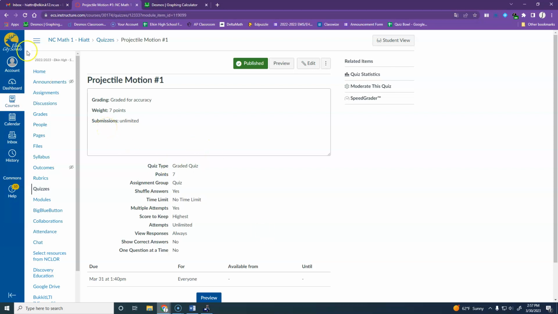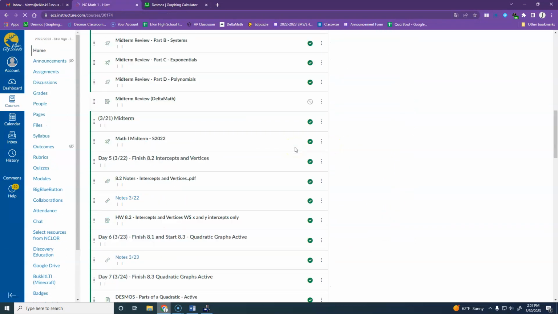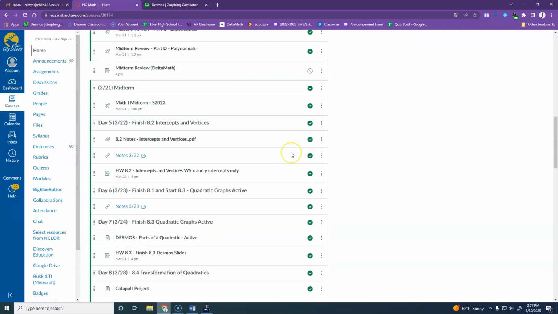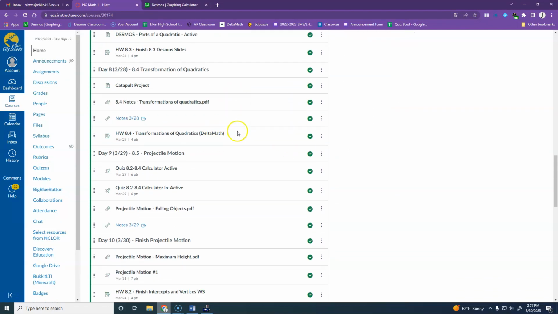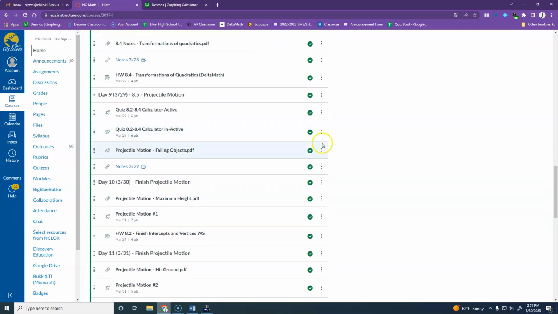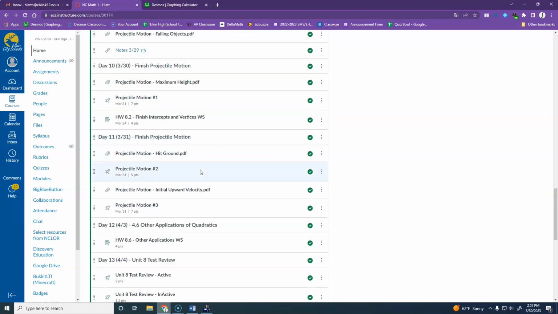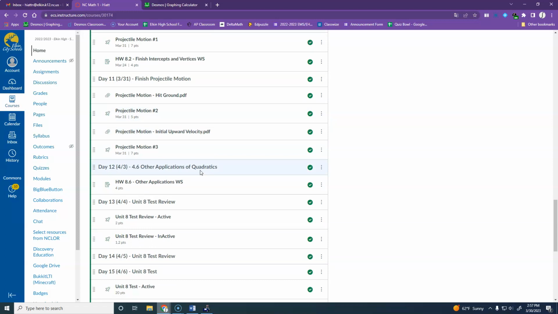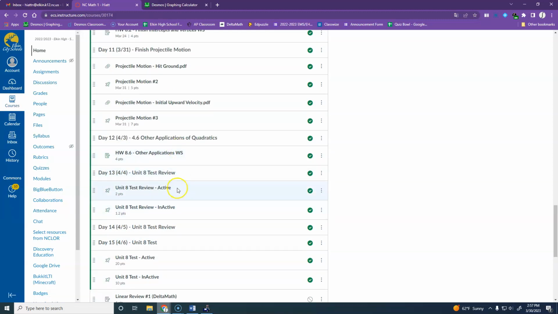Next Thursday is going to be our test. Let me look at my schedule. We did that quiz already. No, we don't have any more quizzes for this unit. We won't do a quiz on the projectile motion stuff. We will review Tuesday and Wednesday next week. Thursday we'll have a test.